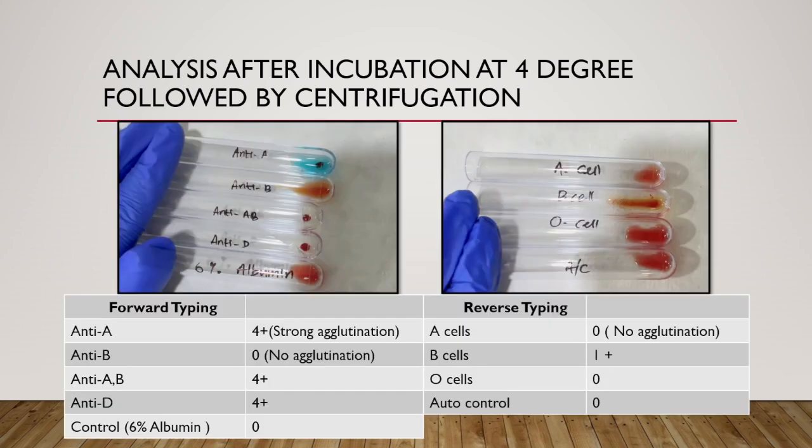This is the side-by-side analysis of the results that we have obtained after cold enhancement testing. We can see that there's a strong 4 plus agglutination reaction in anti-A, anti-AB and anti-D in forward grouping, pointing towards A positive blood group, and in reverse grouping we can see a 1 plus agglutination reaction in B cell, which was initially not there in testing at room temperature. This points to a weak anti-B antibody which was not initially detected, and later got enhanced on cold enhancement testing, and it got detected now.